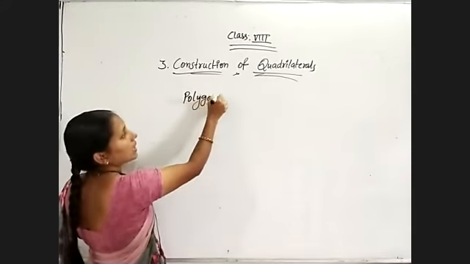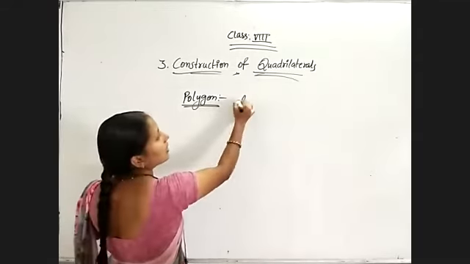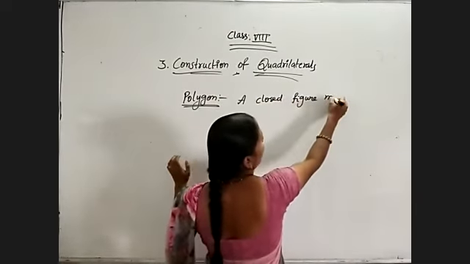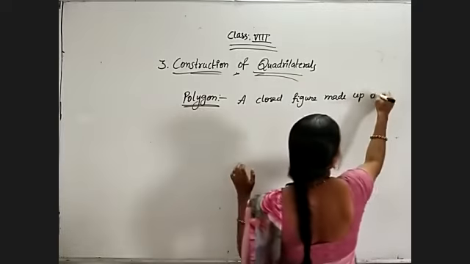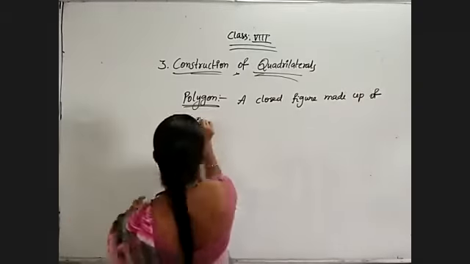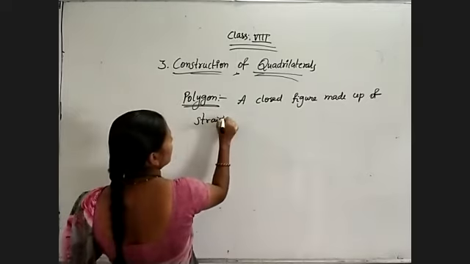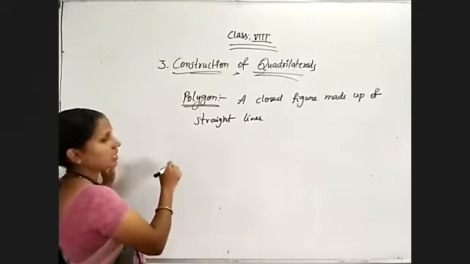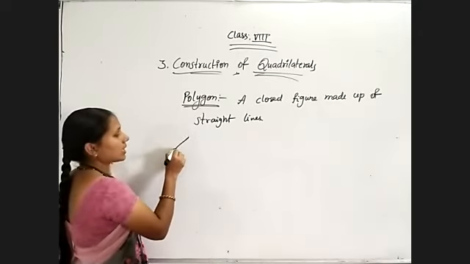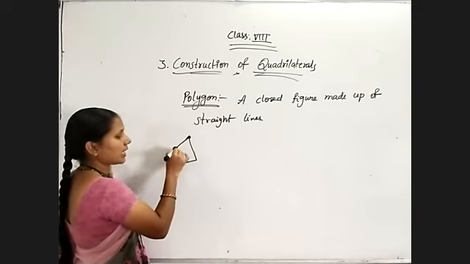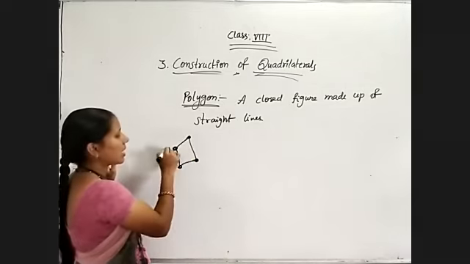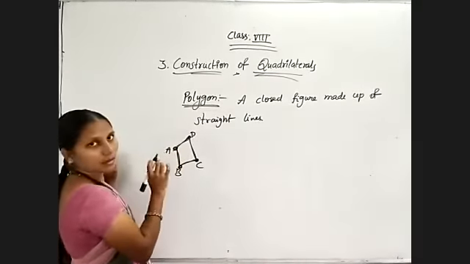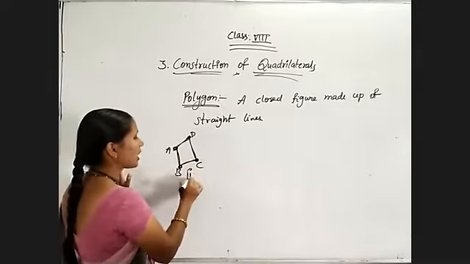A polygon is nothing but a closed figure made up of straight lines only. See, suppose I have the pictures. Now different pictures I have. Like this I have. You can take any regular shape or irregular shape, no problem. ABCD is one of my shapes. See, first I am drawing some pictures, that's all.